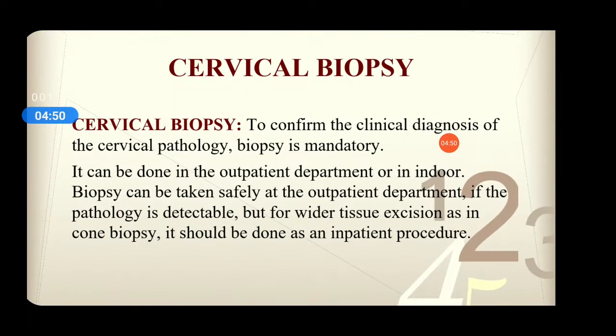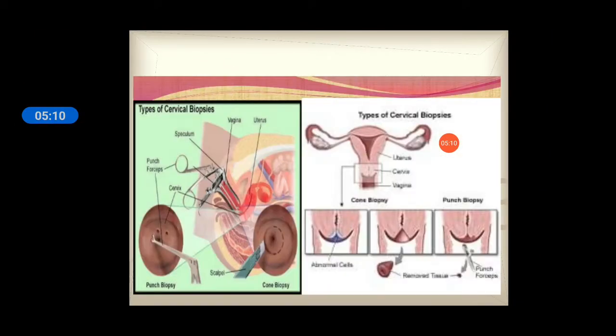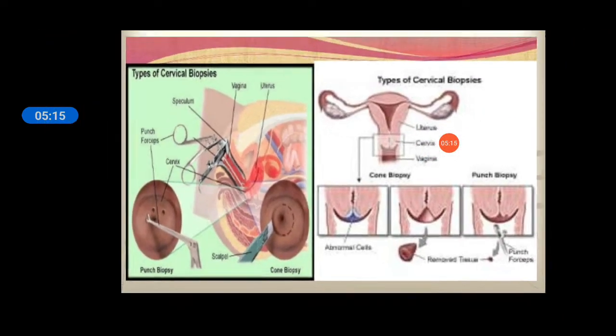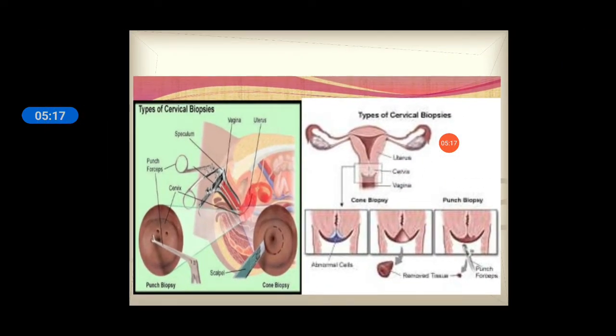Next is the cervical biopsy. To confirm the clinical diagnosis of a cervical pathology, biopsy is mandatory. It can be done in the outpatient department or in the indoor also. Biopsy can be taken safely at the outpatient department if the pathology is detectable, but for wider tissue excision, as in the cone biopsy, it should be done as an inpatient procedure. There are different types of cervical biopsies available, like cone biopsy, punch biopsy, etc.